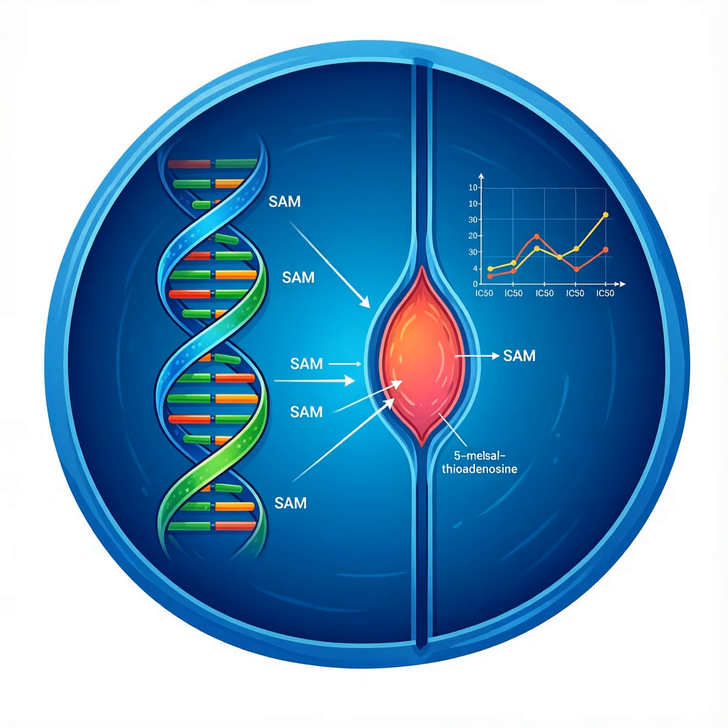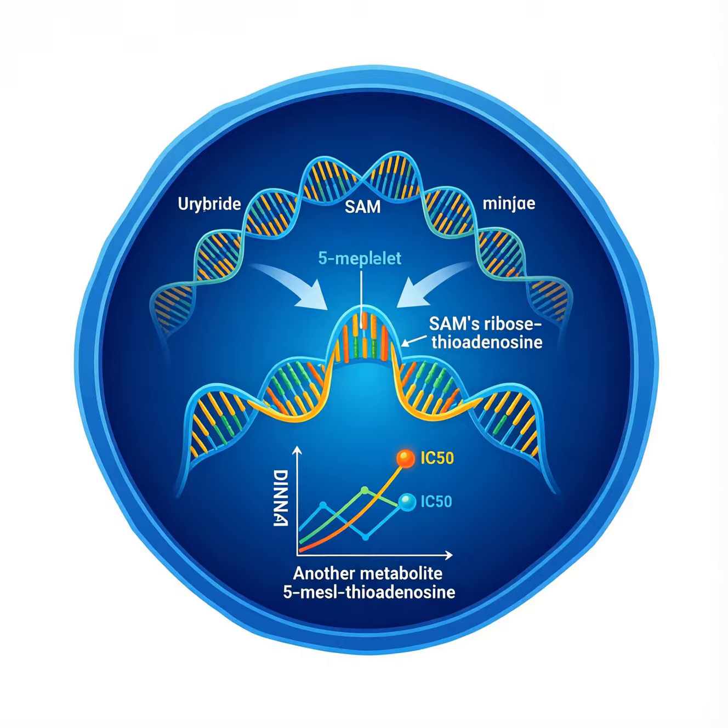Kinetic studies show a dose-dependent increase in IC50 values as metabolite concentration rises. Graphical overlays illustrate how butyrate and 5-methylthioadenosine align with SAM within the active site. Thus, microbial metabolites can fine-tune epigenetic regulation by physically obstructing methyl transfer.